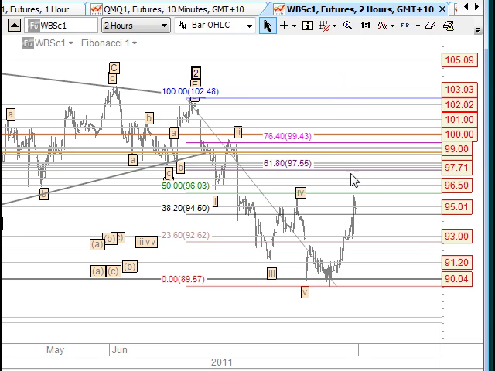Now, we had our target points. This is oil here. We had our target points for 95 coming in here. So they're there at the moment. We can allow it to go further. Where the supply comes in is the 61.8 retracement level.